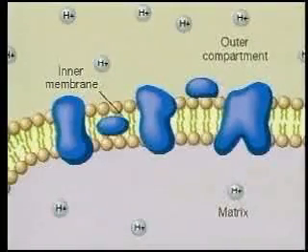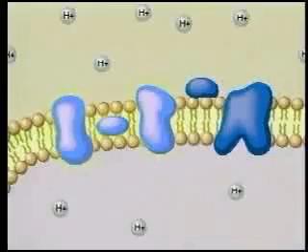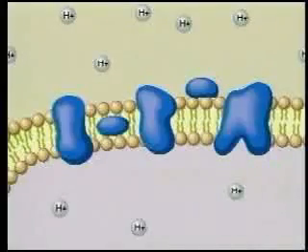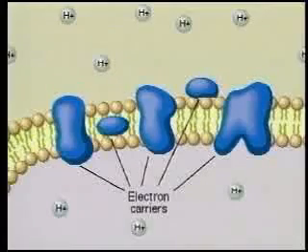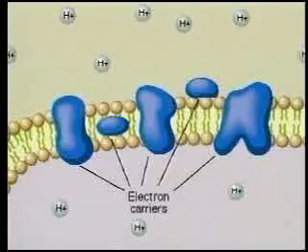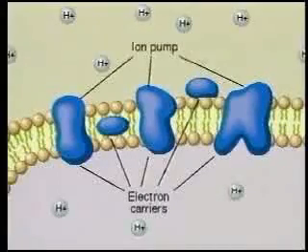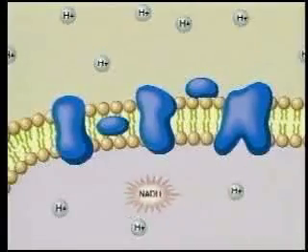Large proteins are embedded in the inner membrane. These proteins are the electron carriers in the electron transport chain. The electron carriers are arrayed side by side, like the links in a chain. 3 of these proteins are ion pumps.